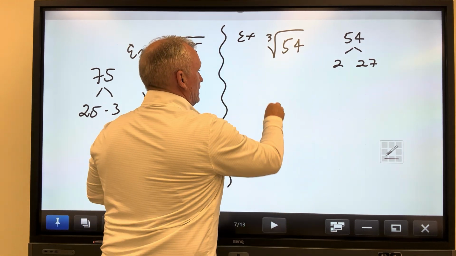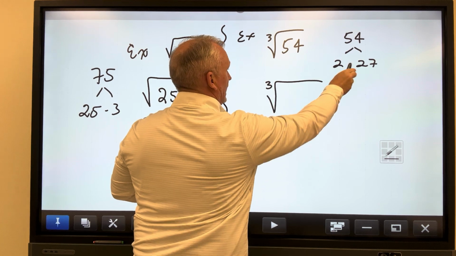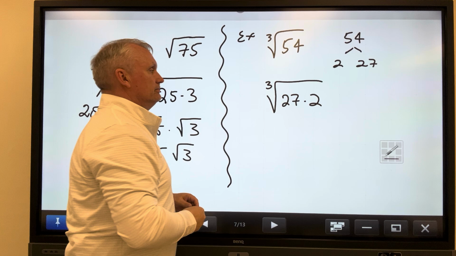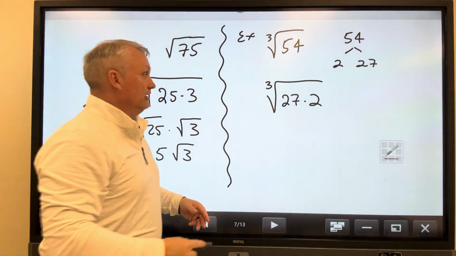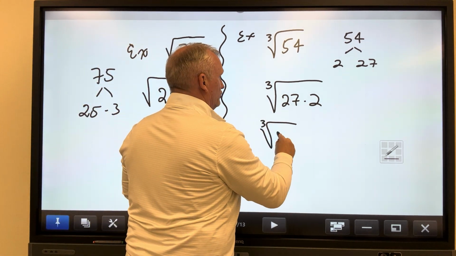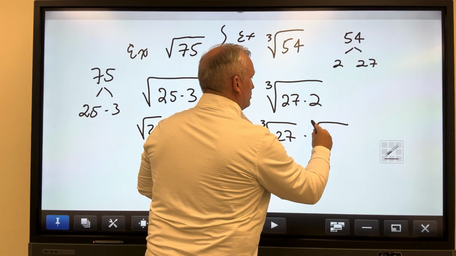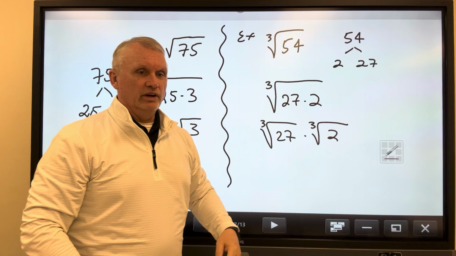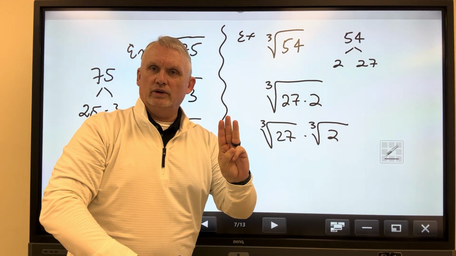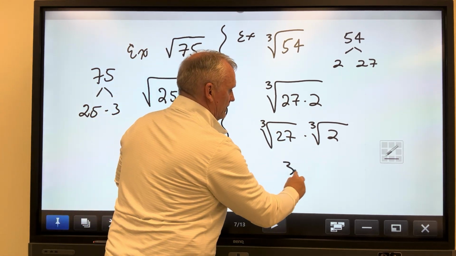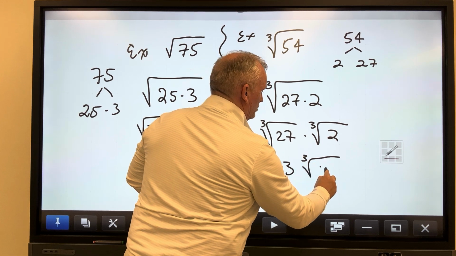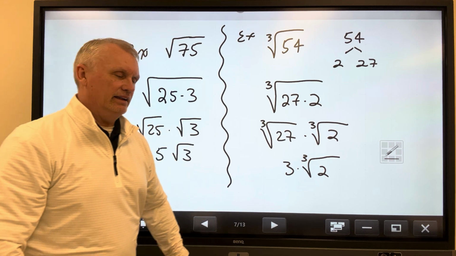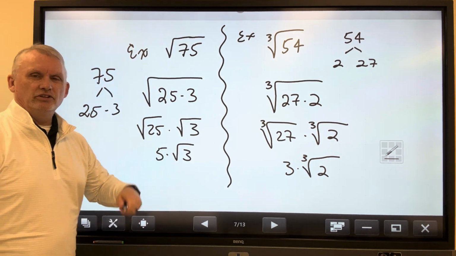That's perfect. So now I have the cube root, and I'm just going to flip the order: 27 times 2. That's great. So now the cube root of 27 times the cube root of 2. That's my product rule in reverse. The cube root of 27, what times what times what gives me 27? Well, it's 3. The 3 cube root of 2. Now this basically is saying 3 times that. This is saying 5 times that, but you don't put that in there.